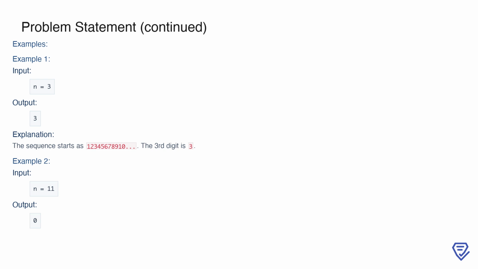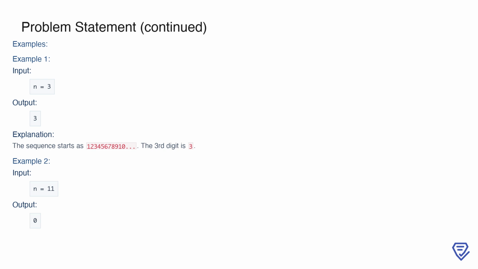In the first example, the input n is 3. The sequence begins as 1 2 3 4 5 6 7 8 9 1 0, and if we count, we see that the third digit in this sequence is the number 3. Therefore, the output in this case is simply 3. In the second example, the input n is 11. Counting through the sequence, we find that the 11th digit is the first digit of the number 10, which is 0. Hence, the output for this example is 0.